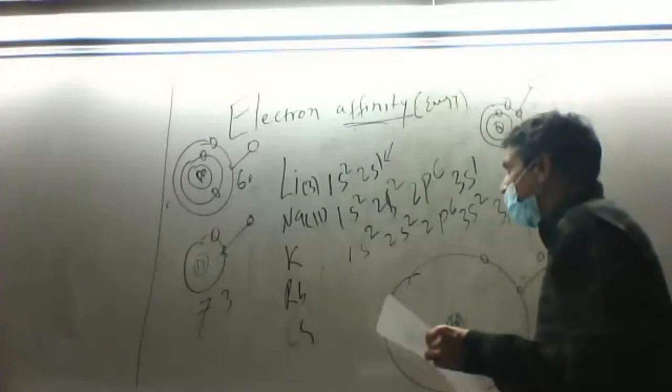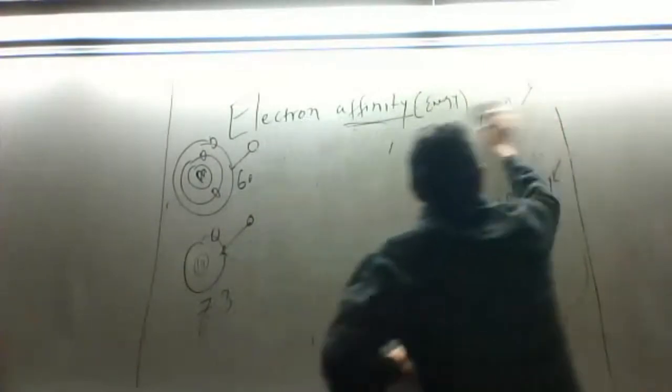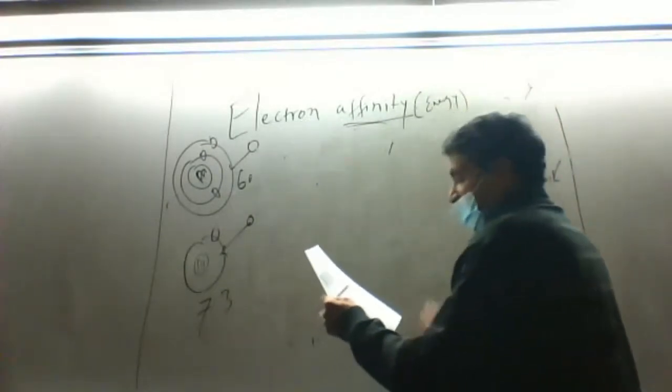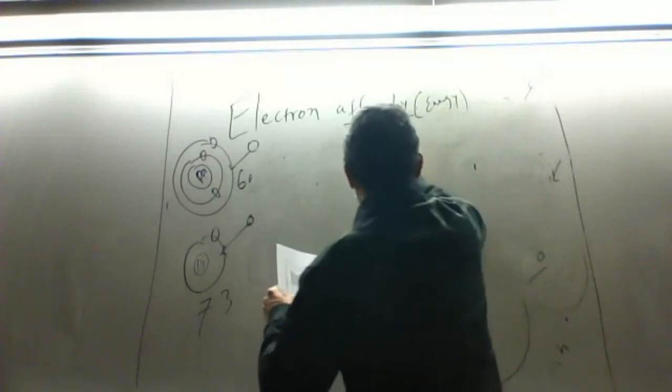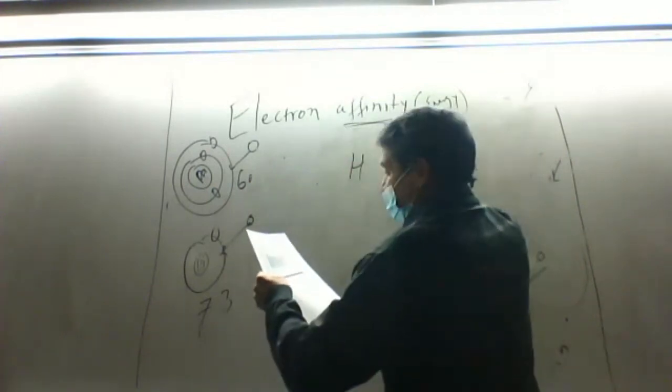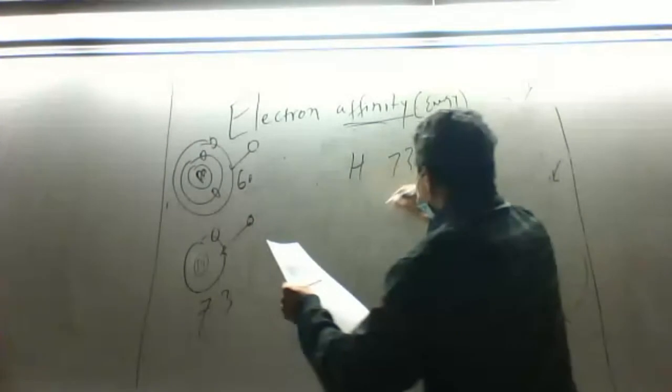Now let's go to sodium. I already talked about hydrogen. If hydrogen has to take an electron, it would release 73 kilojoules. Sodium would release 23 kilojoules.